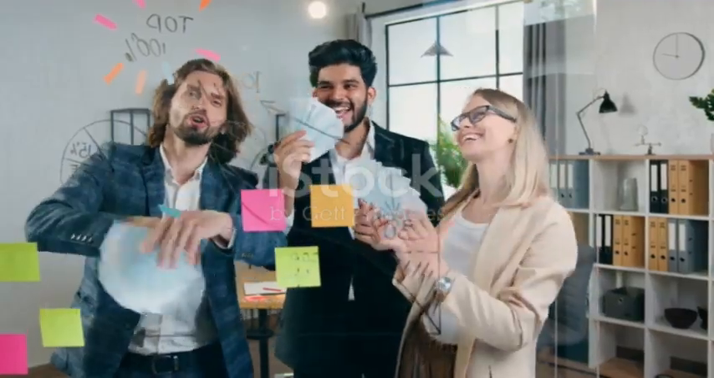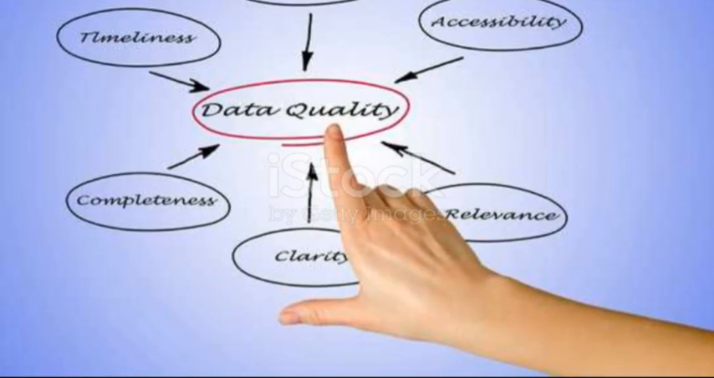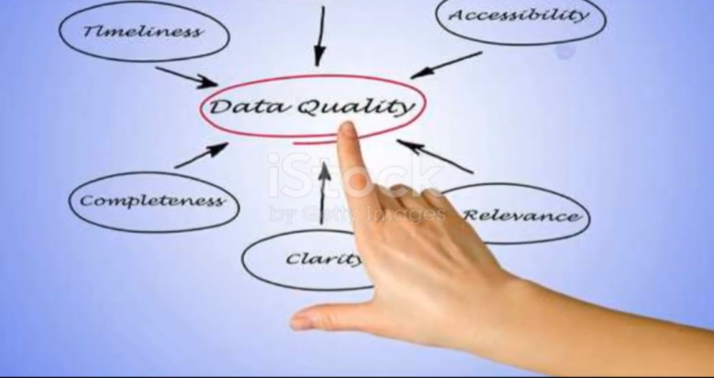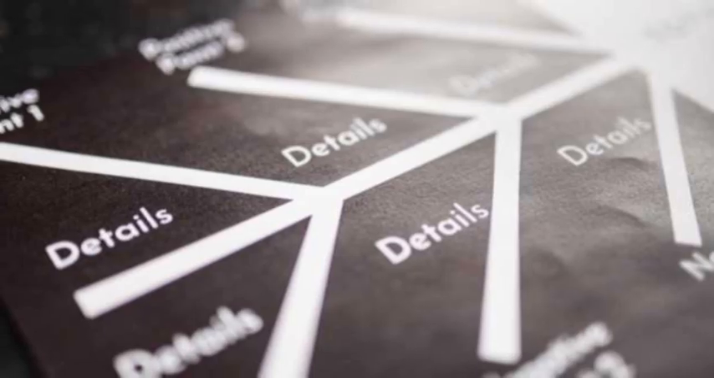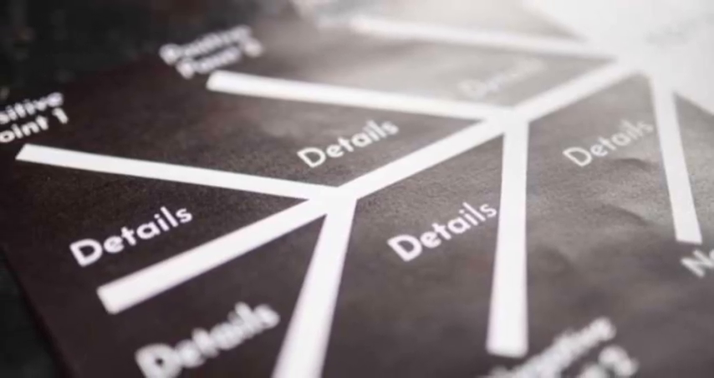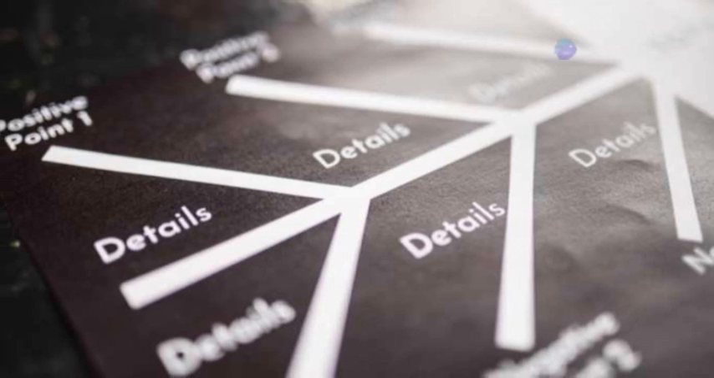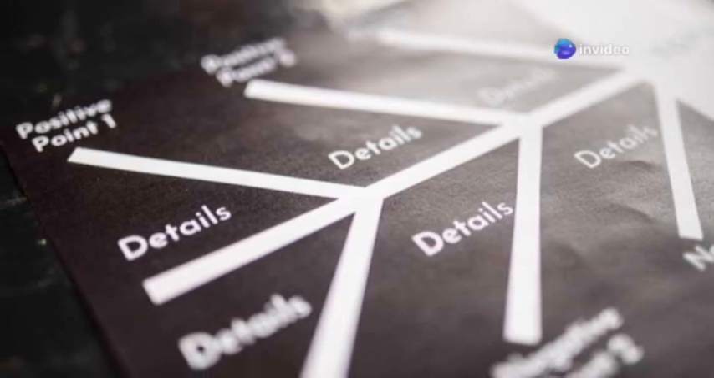Alright, let's kick things off with a bang. Meet the cause and effect diagram, also known as the Ishikawa diagram, or my personal favorite, the fishbone diagram. Why fishbone? Well, just picture a fish skeleton with the problem you're trying to solve as the head of the fish. Now imagine the bones branching out from the spine.